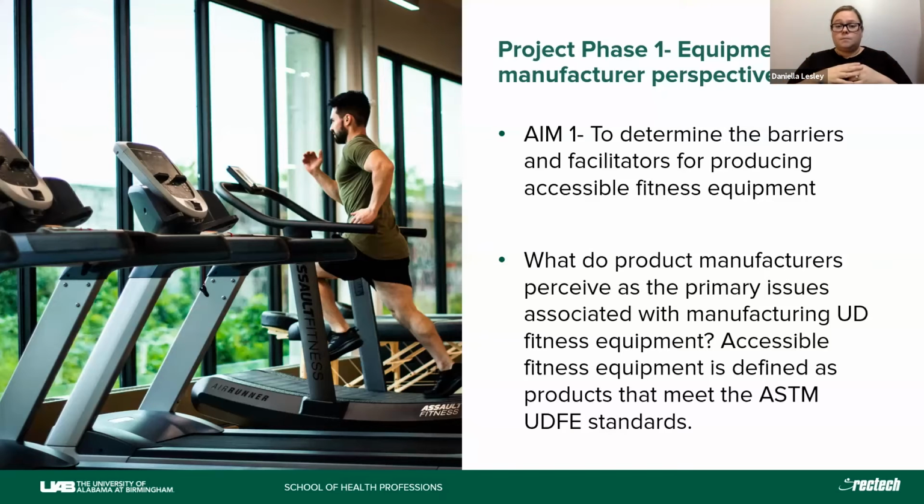The first phase is complete, and all 3 of these phases are qualitative research. So we're doing one-to-one, very in-depth interviews, and theming out the data to determine the barriers to use. The first group was the manufacturers, and what we wanted to find out in the aim of this study is what were the barriers to using the ASTM standards and the UDFE standards to designing accessible fitness equipment. Next slide.